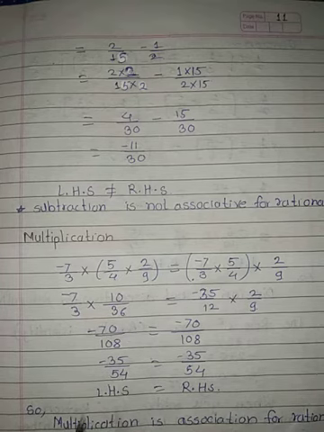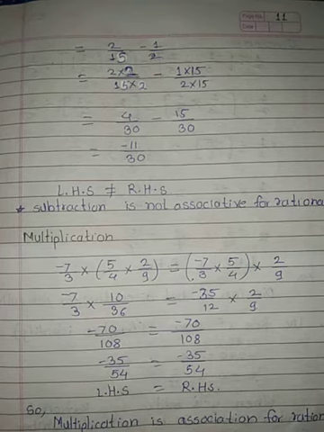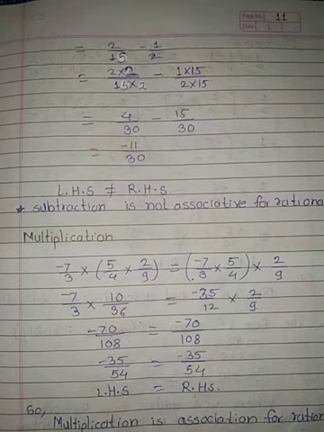Lowest form of rational number. Now LHS is equal to RHS. So multiplication is associative for rational numbers.